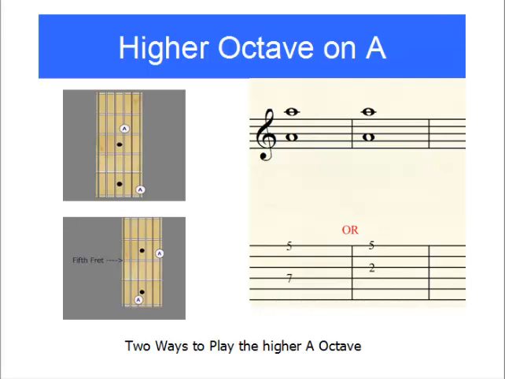Actually, I have the pictures reversed there. This is the 2nd of the 2 octaves on the tabs there. The number 2 fret and the number 5 fret. So now, the other way is to go to the D string on the 7th fret, and put your first finger on the 5th fret of the 1st string. You get the same octave. 2 ways to play the A octave.